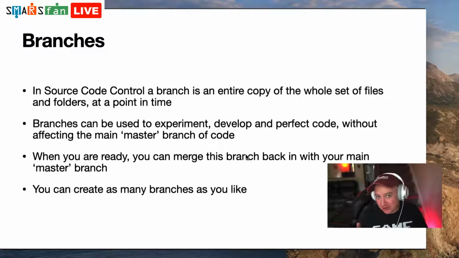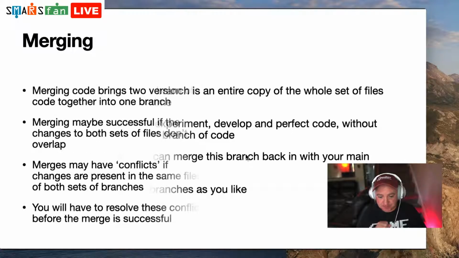Branches, as I was mentioning, they're not the folders, they're actually a point in time snapshot of your code that's given a name. So in source code control, a branch is an entire copy of all the files and folders at a point in time. Branches can be used to experiment, develop, perfect code without affecting the main master branch of that code. And you can create as many branches as you like. They don't cost anything. They use very little hard drive space, because the way that Git works behind the scenes, it's only storing one copy of the file and just the changes to that file. So it's very efficient on disk space usage.